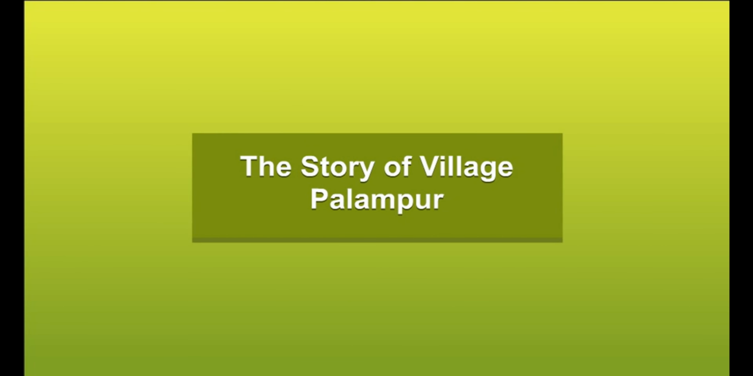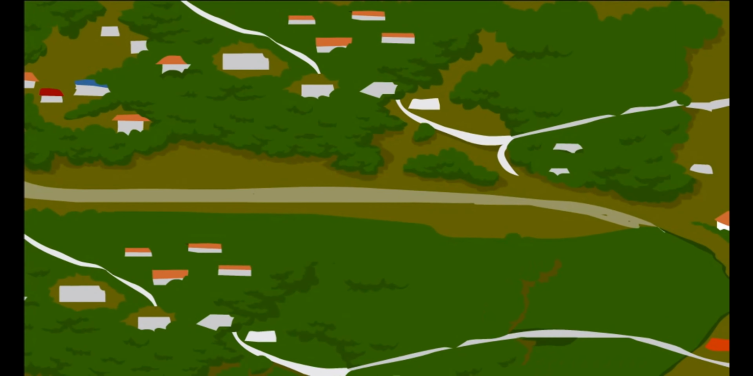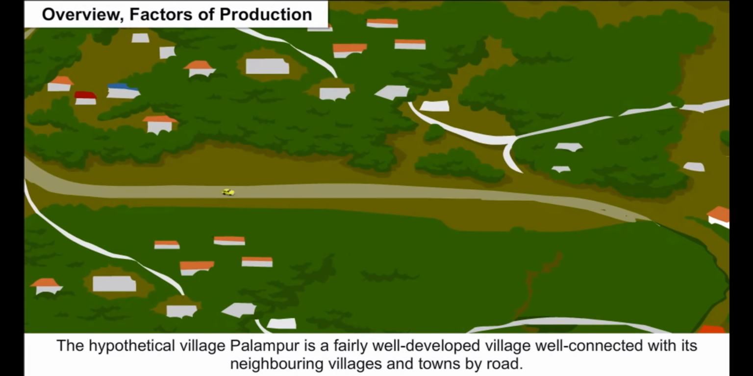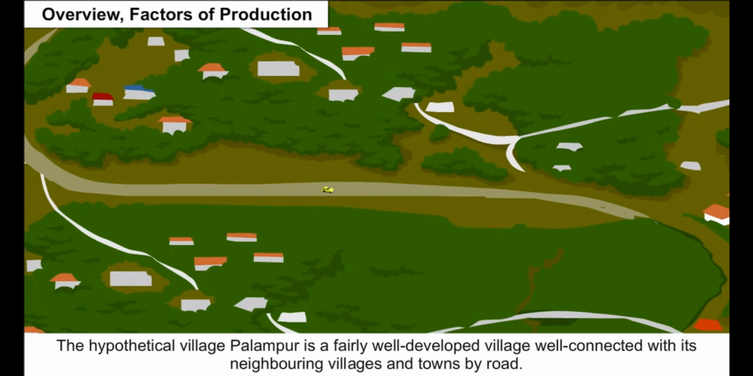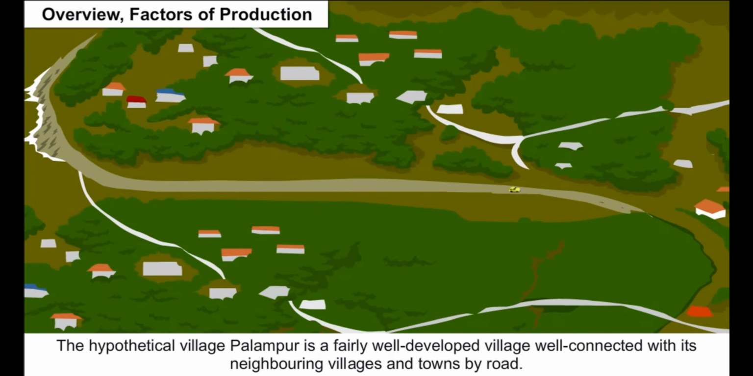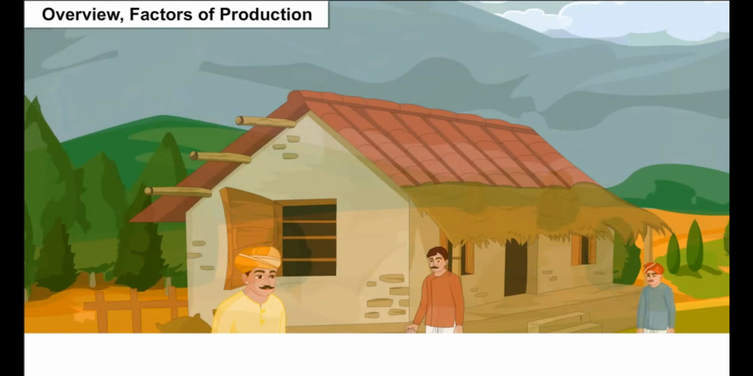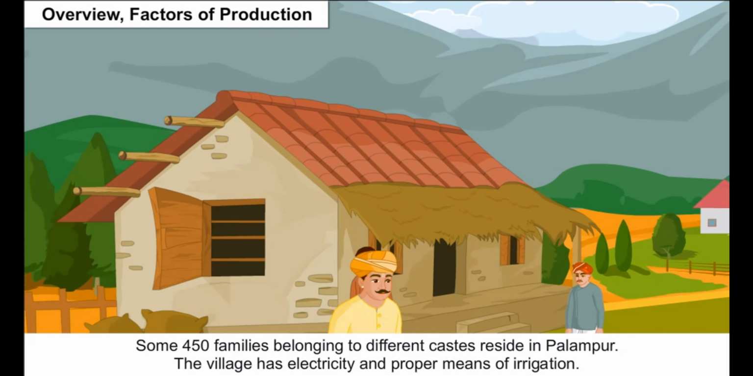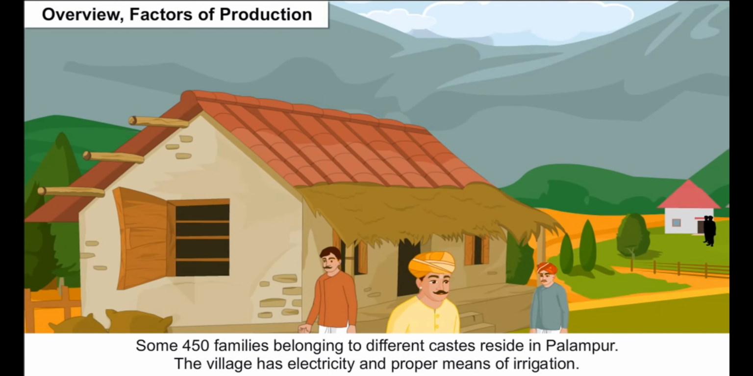The story of village Palampur. Overview: Factors of production. The hypothetical village Palampur is a fairly well-developed village, well connected with its neighboring villages and towns by road. Some 450 families belonging to different castes reside in Palampur.